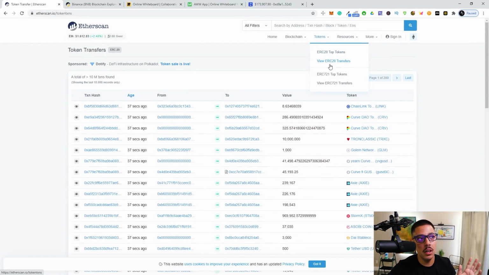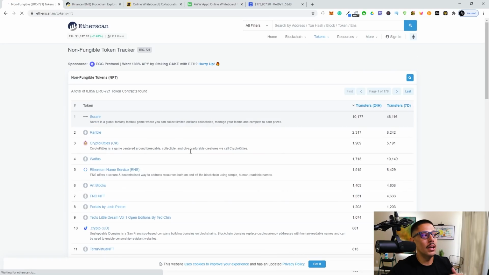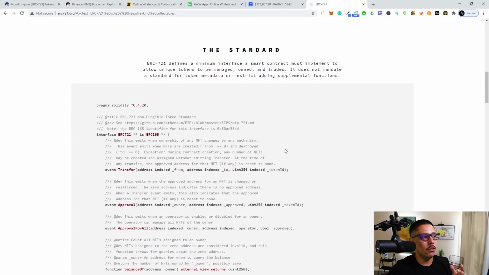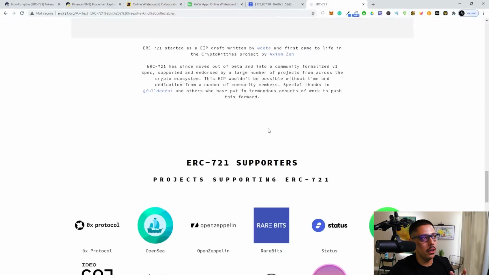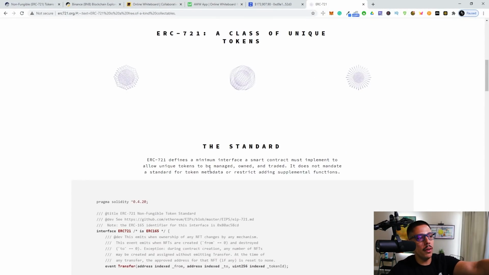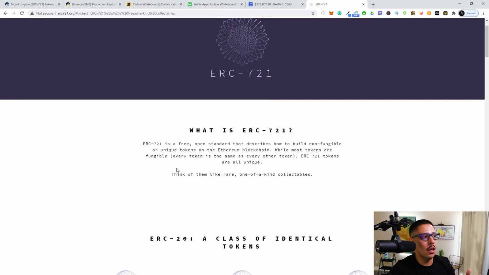So really interesting information. Now we also have different types of ERC. It's called ERC 721. So just a quick breakdown of ERC 721. I'm not going to get too detailed, but it explains it here. ERC 721 defines a minimum interface a smart contract must implement to allow unique tokens to be managed, owned, and traded. It does not mandate a standard for token metadata or restrict adding supplemental functions. It is a free open standard that describes how to build non-fungible tokens or unique tokens.